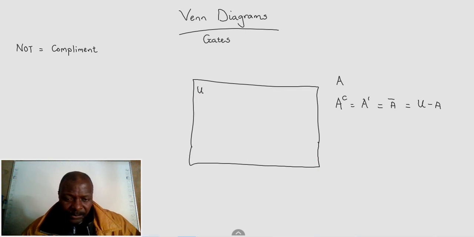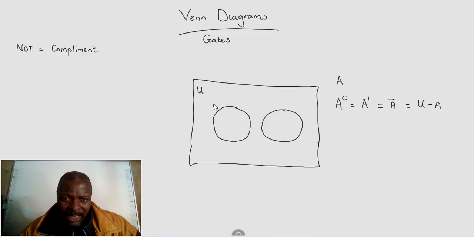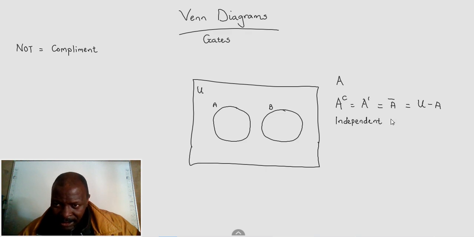Let's say we have two sets that are independent of each other. Two sets that have absolutely nothing to do with each other. Let's call them set A and set B. These sets will be referred to as independent sets. A is independent of B, meaning there's nothing at all that is common between them.